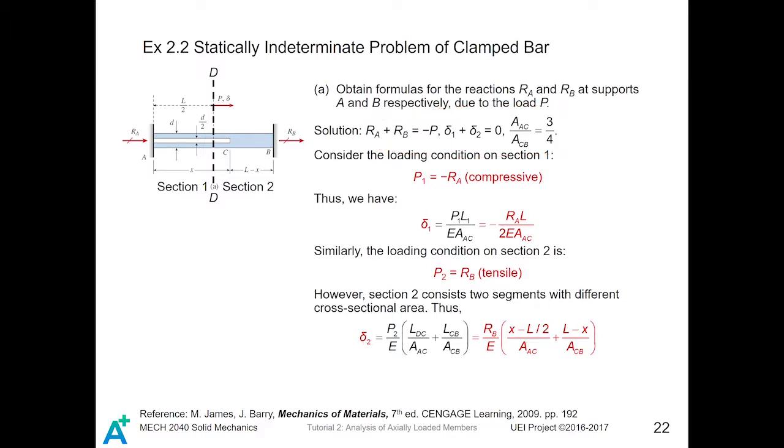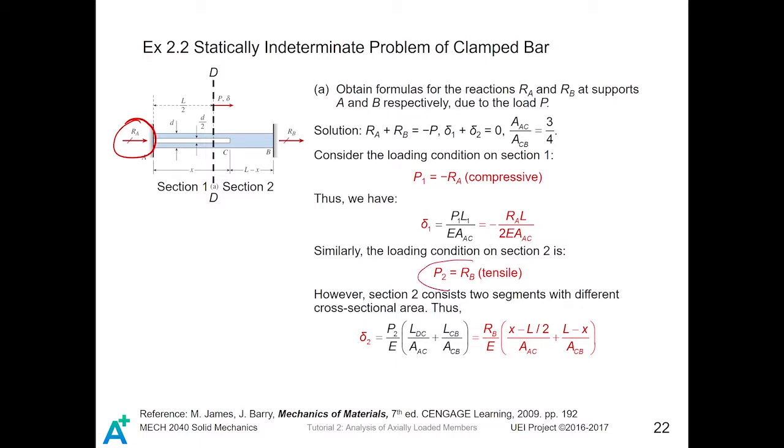Consider the loading condition on section 1. The axial force in section 1 is RA, but RA is compressive to section 1. Therefore, P1 equals minus RA. Then, by using the change of length formula, we have the change of length of section 1 equals minus RA times L divided by 2E times the area of AC.